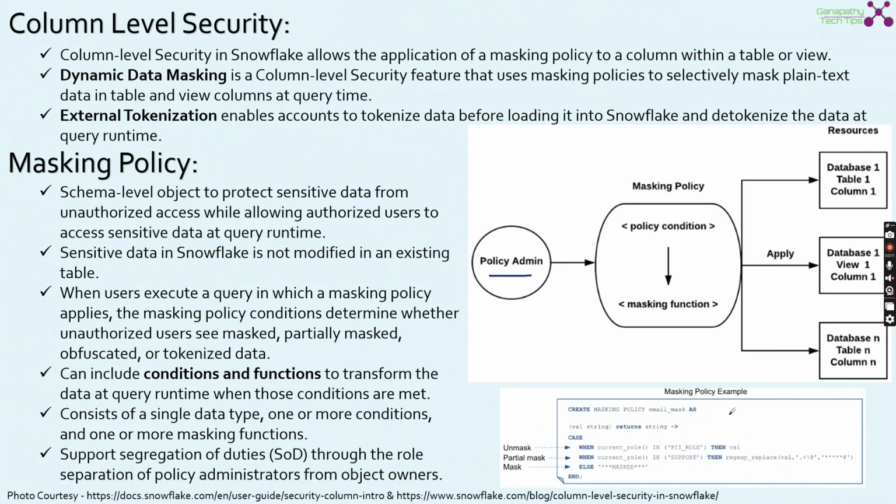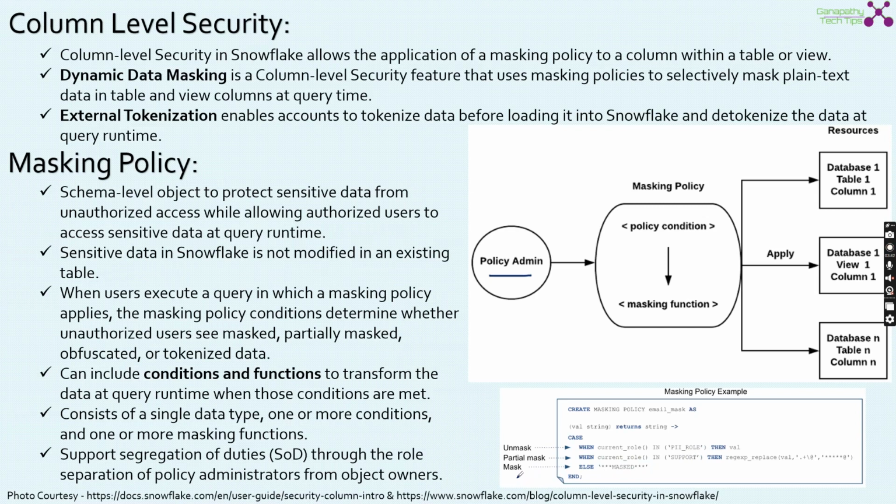Now this is the sample masking policy which I took. You can see here: case when current_role is PII role, then val. Meaning if the current role is the PII role, then the complete data will be given, that is unmasked. Partial masking is also possible using a masking policy. If current_role equals support, then we will do a partial amount of masking. Then complete masking is also possible. So if the role is not a PII role or a support role, whatever the other roles will see the data as masked alone.